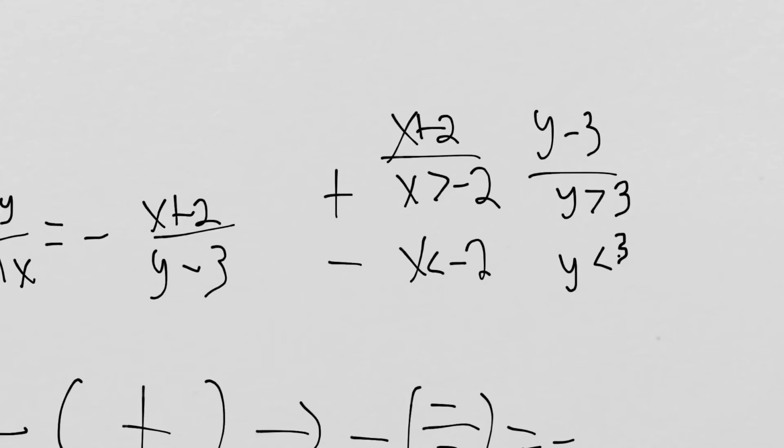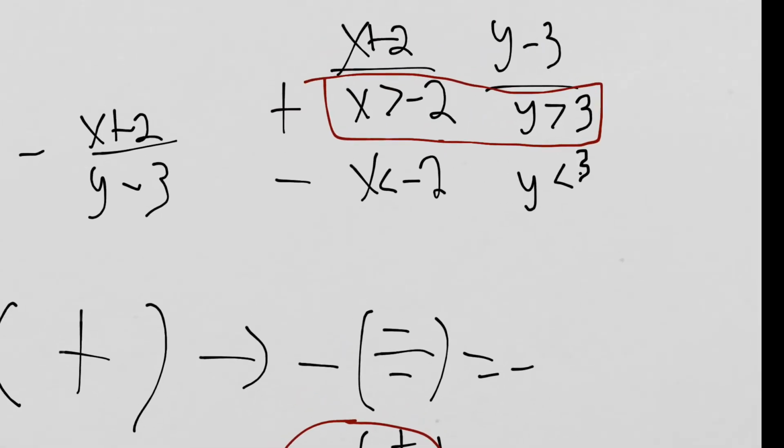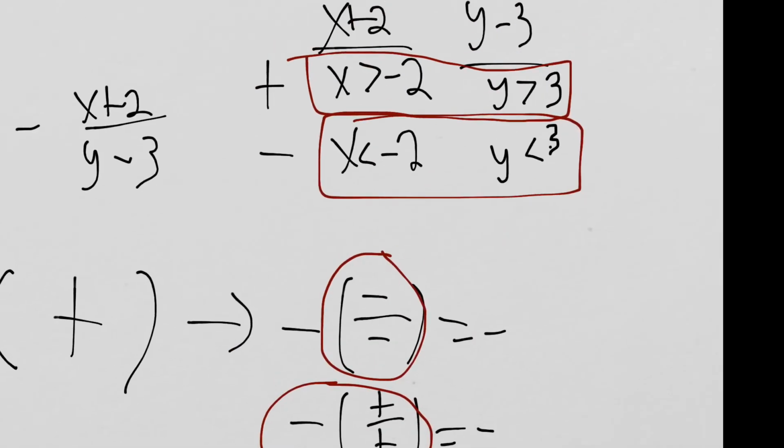So we either need both of them to be positive or both negative. One option would be x is greater than negative 2 and y is greater than 3. That's going to produce a negative times a positive over a positive. Or we can do x is less than negative 2 and y is less than 3, and that's going to produce a negative divided by a negative. In both cases, the inside is going to be positive, multiplied by that negative on the outside. So these two conditions will produce a negative slope.